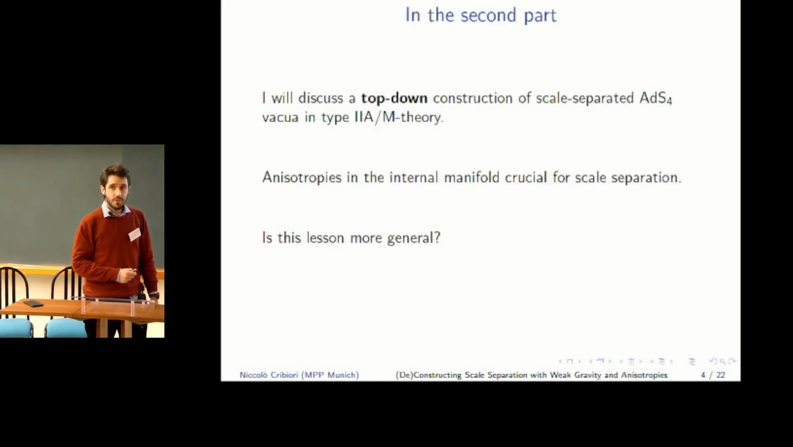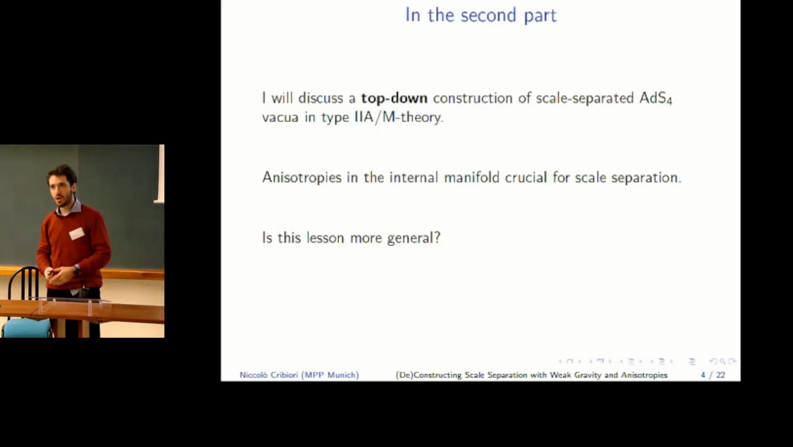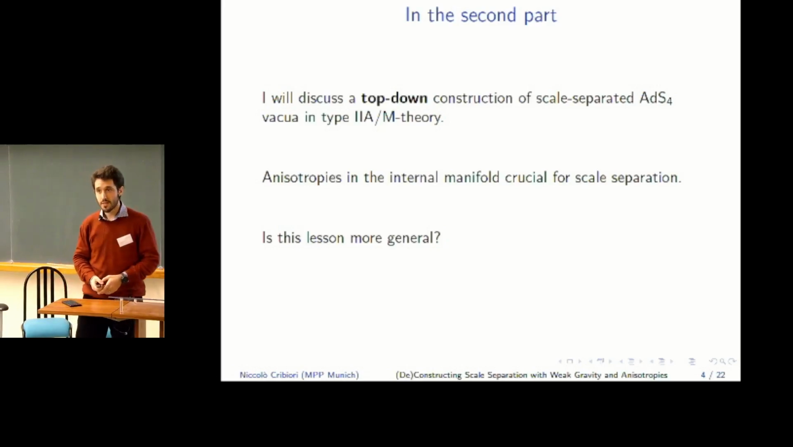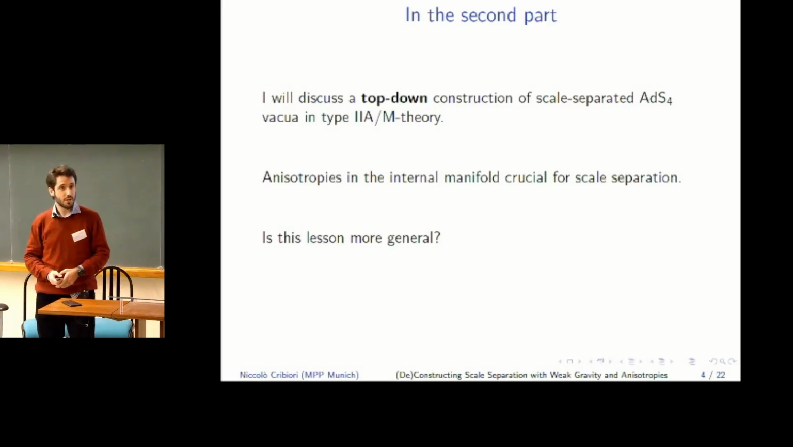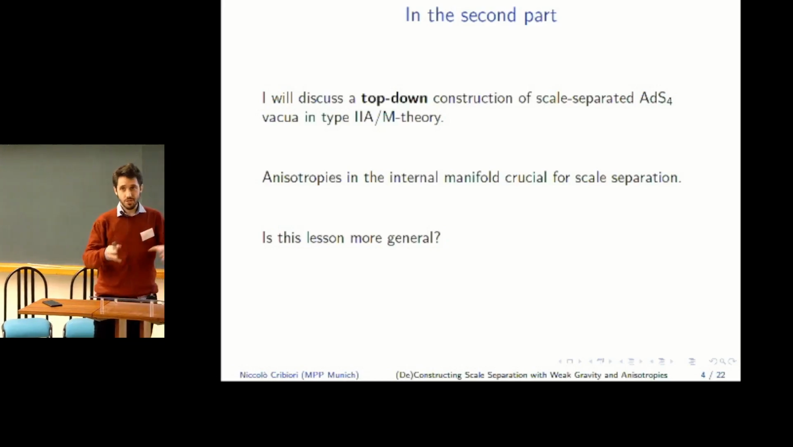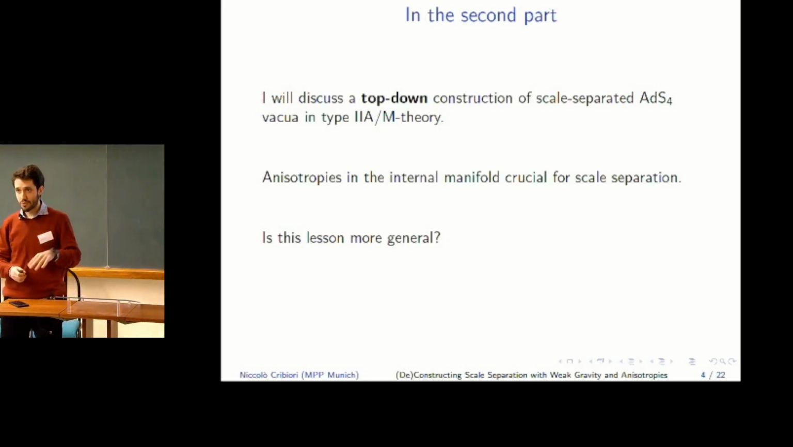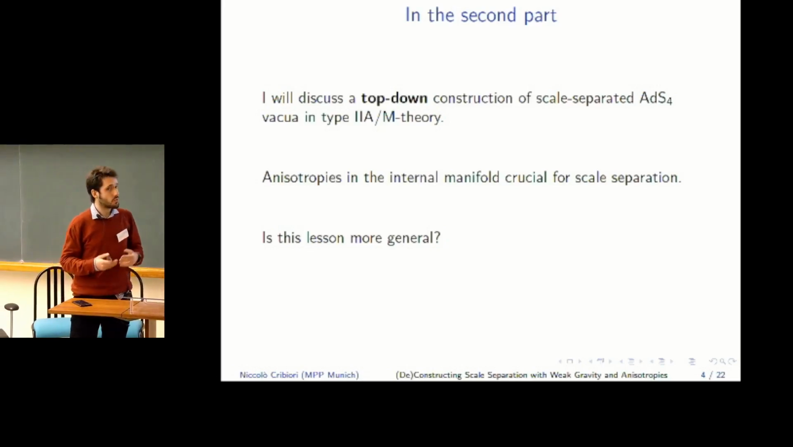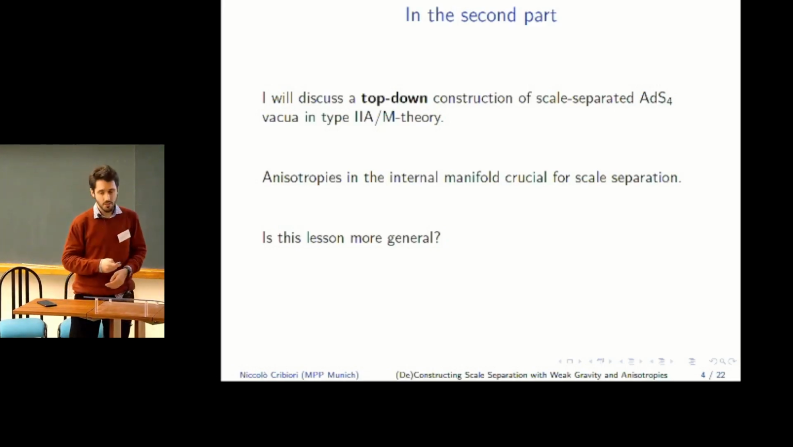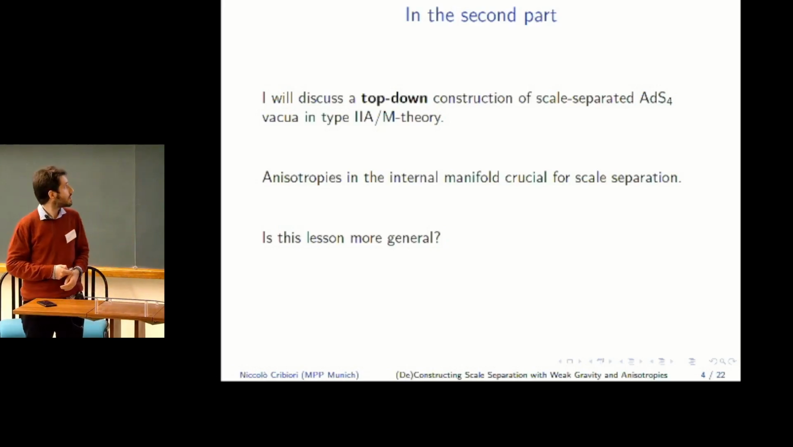In the second part, instead, I will follow this more common top-down approach, and I will review some constructions of scale-separated anti-de Sitter vacua we did with many people here in the audience in type IIA supergravity. There are many features one could discuss about this construction. I will focus on one of them, mainly for reasons of time, which is the fact that you have to insist on the internal manifold being non-isotropic. So you have to move away from the ideal situation we usually study, in which the full manifold is isotropic. And then as a final question, maybe this can be a more general lesson, but I cannot say much more about this for the moment.